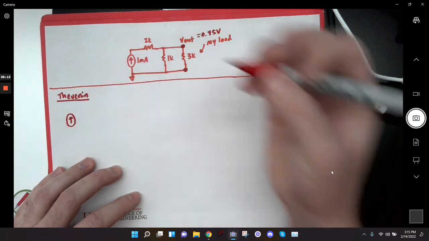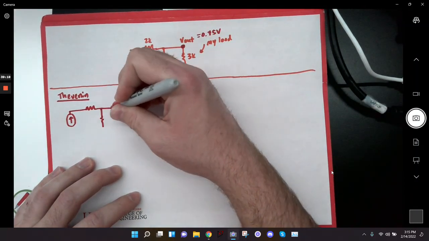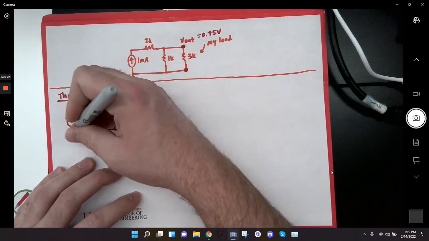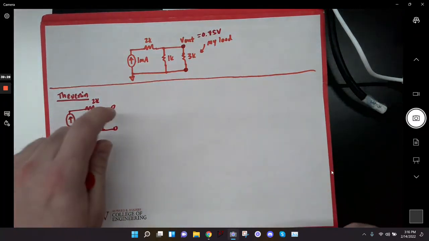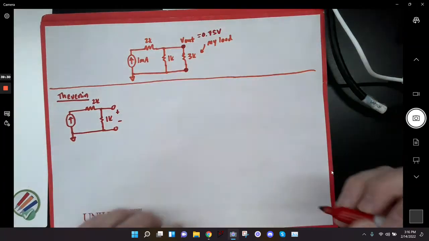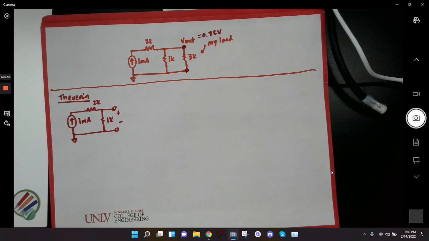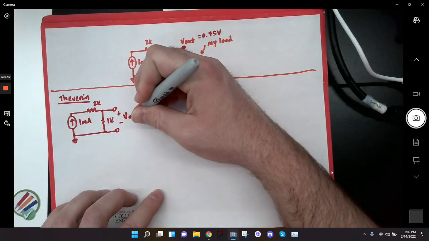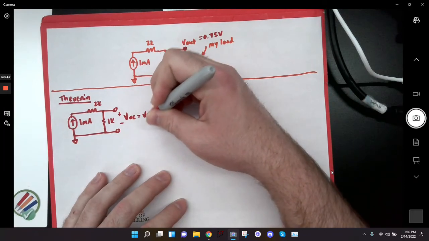Okay, so 2K, 1K. I remove the resistor, right? I've got 1K there, and I've got 2K there, and I'm trying to find the voltage between these 2 points. All right? That's going to be my Thevenin voltage. So some people call it VOC, V open circuit. So it's like an open circuit wherever I remove the resistor, but it's basically just my Thevenin voltage.